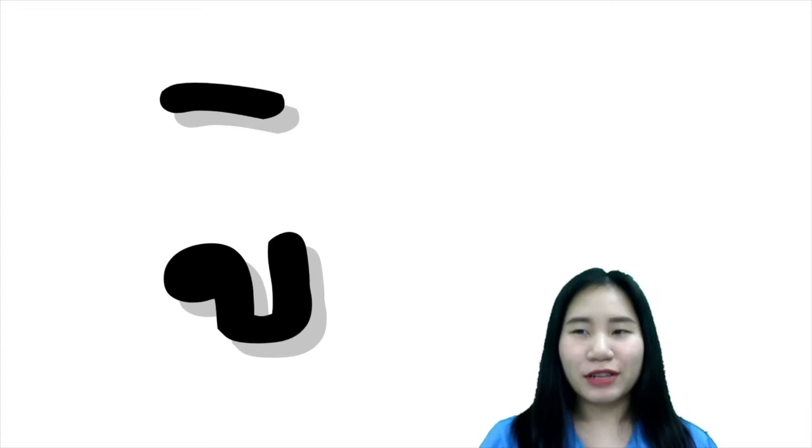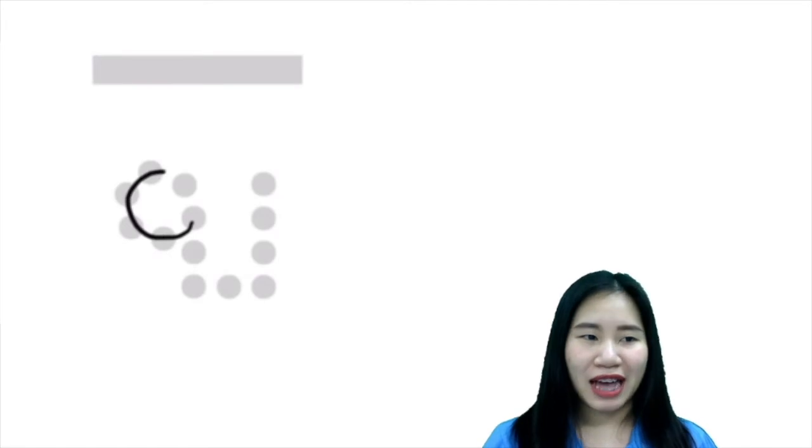The next one is U. The position of this vowel is under the first consonant. The size of this vowel is smaller than the others or the consonant. To write this one, you start from the circle, go down, get the square, and then go up.